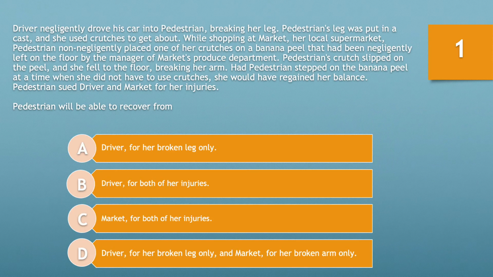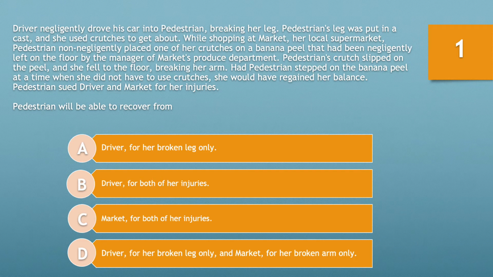Lesson 21. Question number 1. Driver negligently drove his car into pedestrian, breaking her leg. Pedestrian's leg was put in a cast, and she used crutches to get about. While shopping at Market, her local supermarket, pedestrian non-negligently placed one of her crutches on a banana peel that had been negligently left on the floor by the manager of Market's produce department. Pedestrian's crutch slipped on the peel and she fell to the floor, breaking her arm.